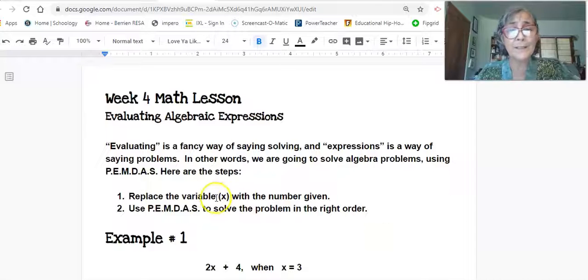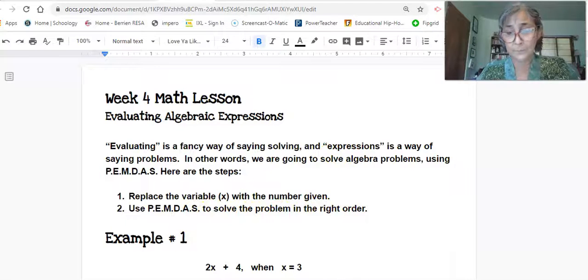Number one, we're going to replace the variable, and the variable is x. That's what you call the x in a problem. You call it a variable because you don't know what it is. It's going to vary. But they're going to give us a number to plug in for the x. So we're going to replace the variable with the number they give us. If they say x is 3, we'll make x 3. If they say x is 6, we'll make x 6. If they say x is 2,500,000, we'll make it 2,500,000, but they're not going to do that. That'd be awful. Okay, then we're going to use PEMDAS to solve the problem in the right order.